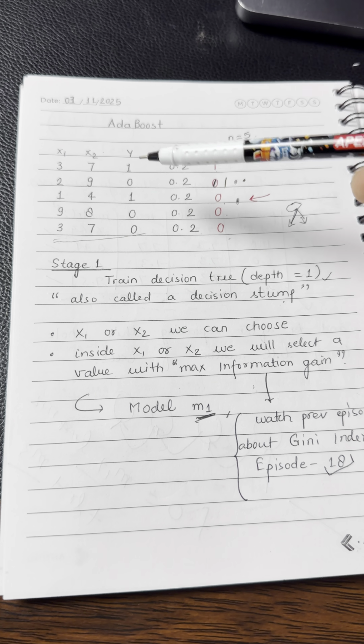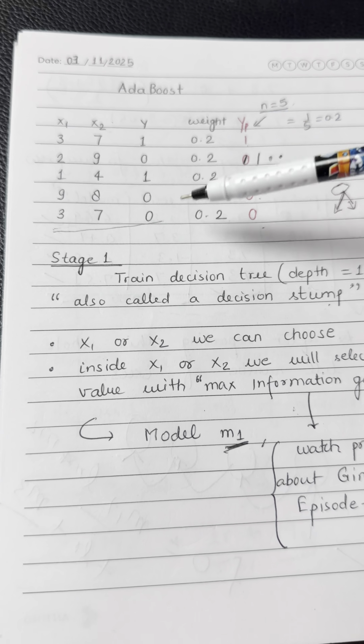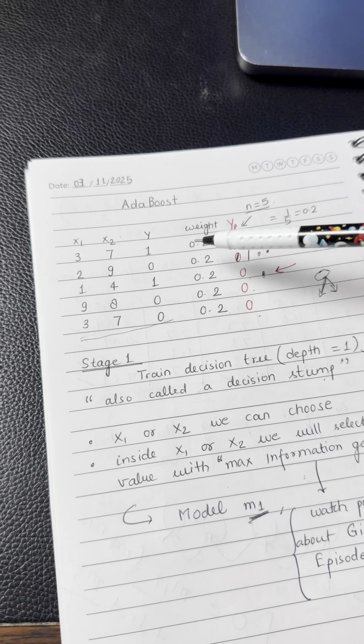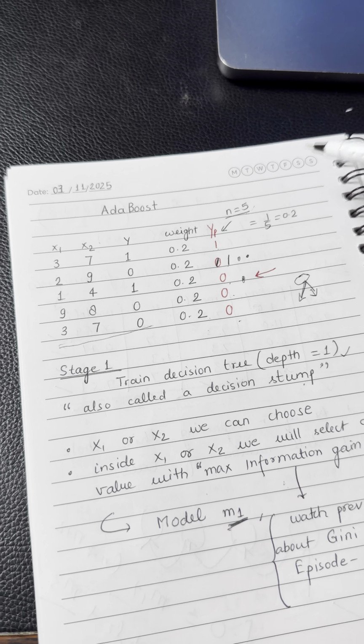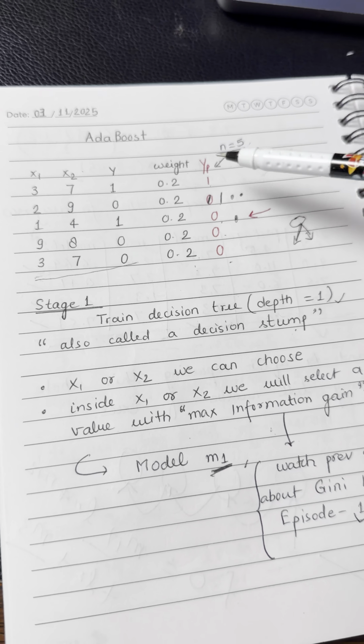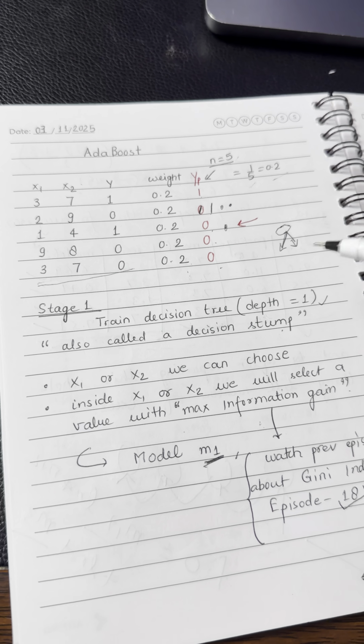Let me show you. So this is our training data, x1, x2 and y variable. This is a classification problem. In Adaboost, we simply assign a weight to each row initially, and that weight is calculated by 1 divided by the number of rows, so 0.2 to each row. Then we train a decision tree with depth 1, that is also called a stump.